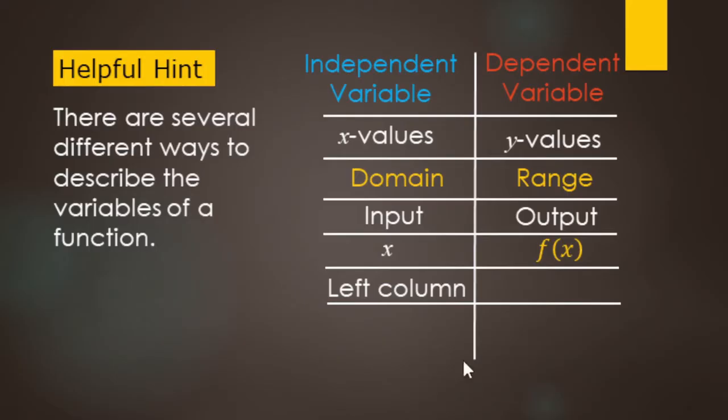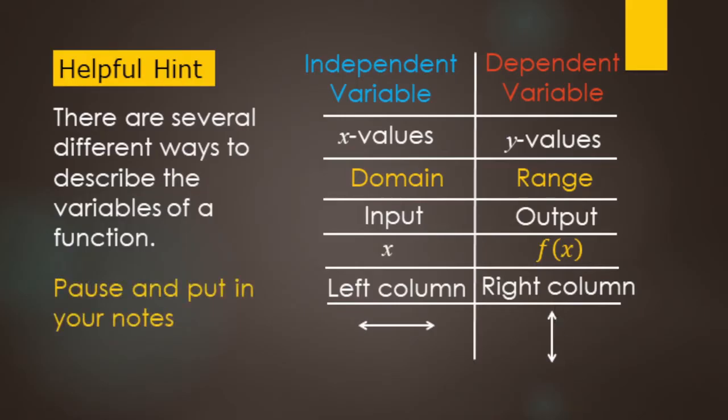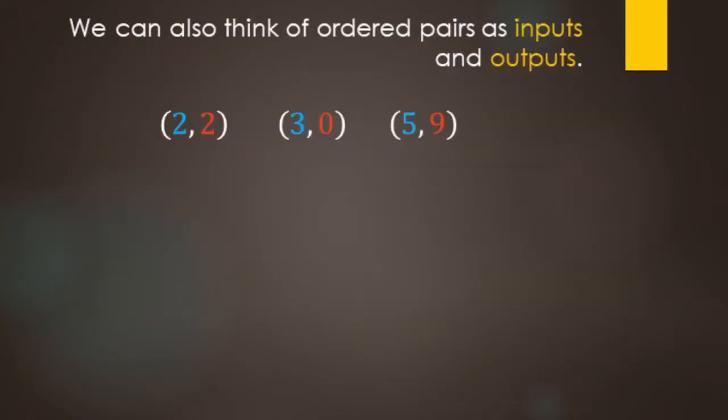So when you're looking at a table, the left column is always your independent, your x's, your inputs, and the right-hand column is always the dependent, the y's, and the outputs. And then if you're looking at a graph, your horizontal axis is always called your x-axis, and the vertical axis is also called the y-axis. So your dependent variables go there. If you don't already have this in your notes, I do recommend you go ahead and pause the video and get this in your notes.